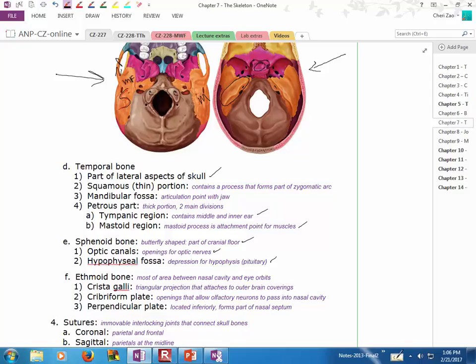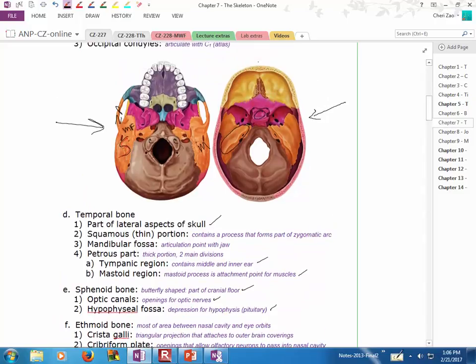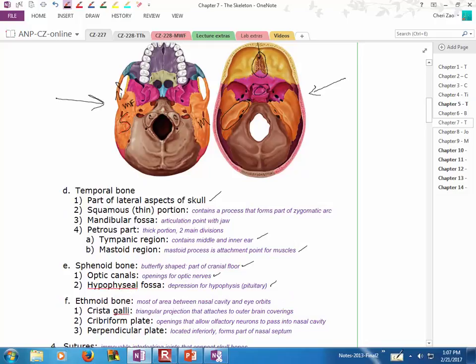It is located right here when you're in the cranial fossa, the anterior cranial fossa, and it has an upward projection called the crista galli. And the crista galli is rather triangular in its appearance when you take a look at it from the side. And that is the attachment point for our dura mater. And so outer brain coverings, and they're referring to the dura mater for that.